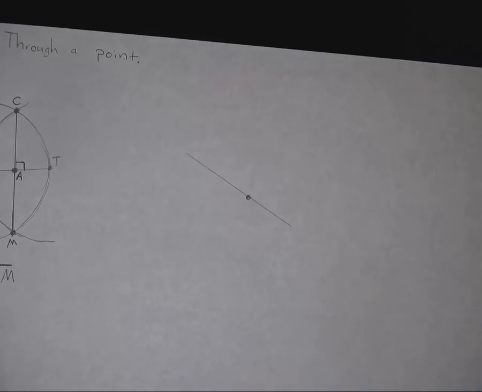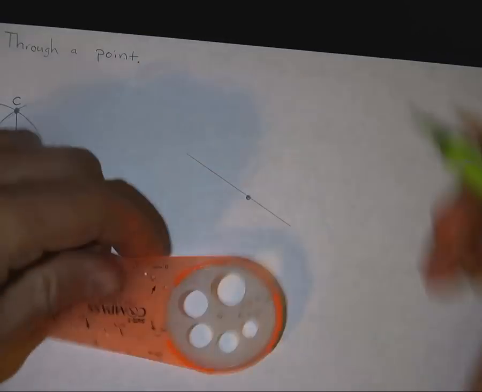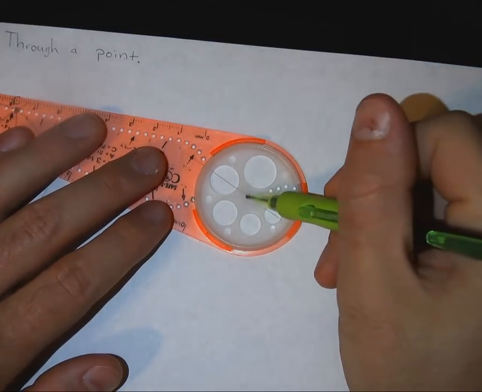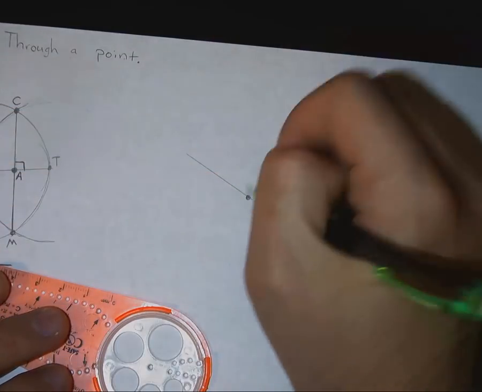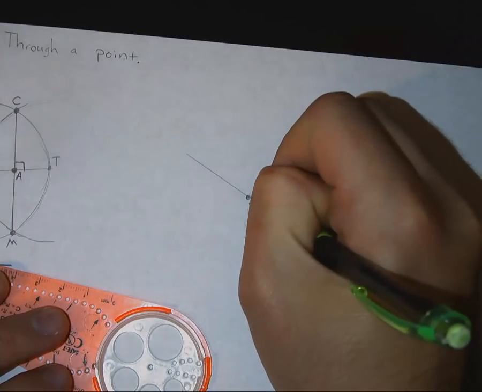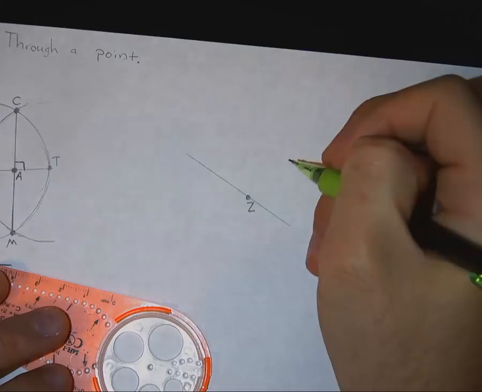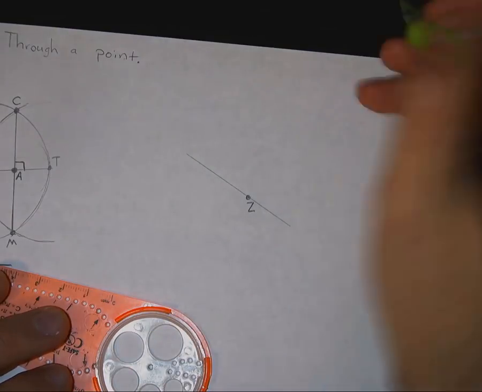Okay, so first things first, take the center of your compass and draw a circle on this point. Again, remembering to label all our points. I'm going to label this one Z, just to show you I can use whatever letters I want.